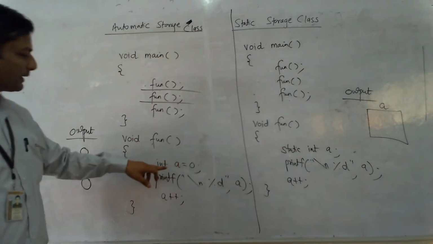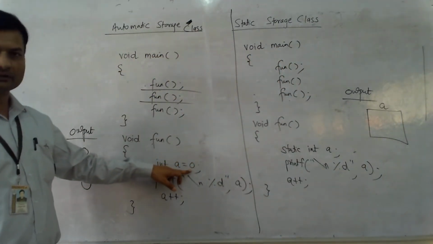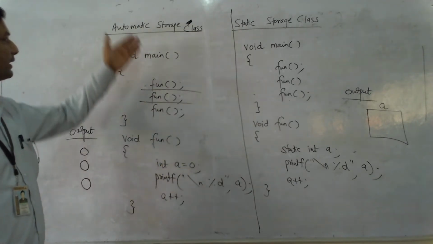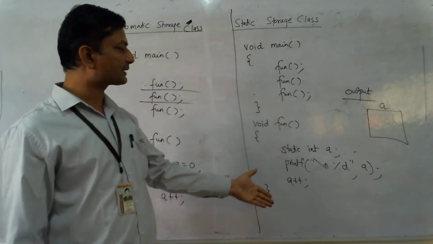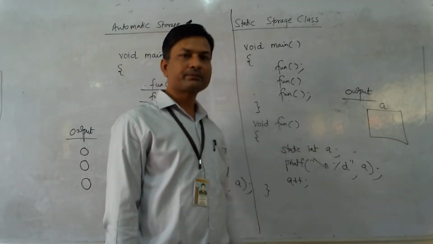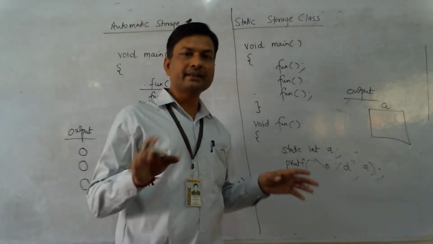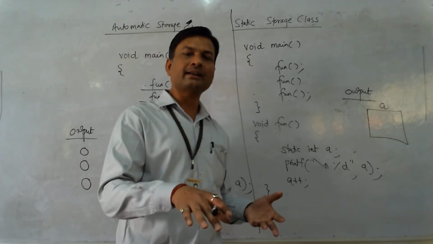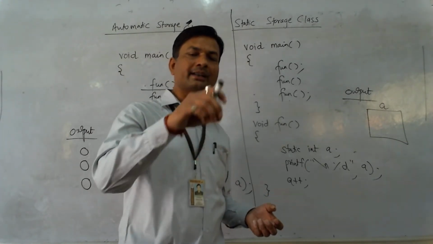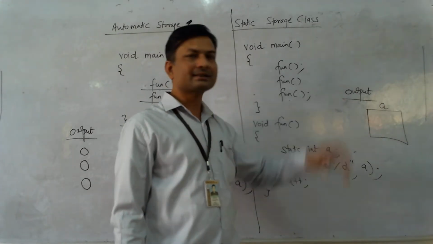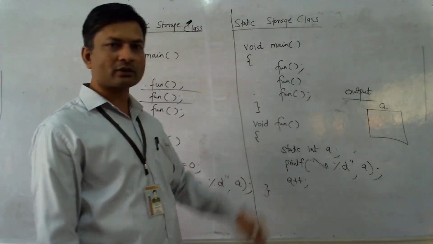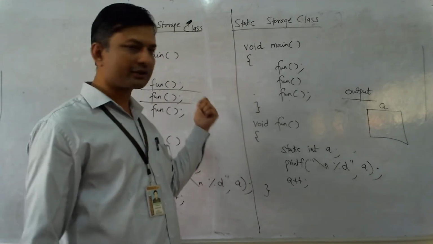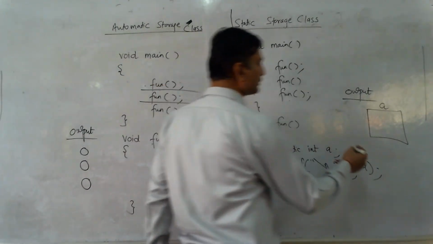Like I mentioned the initial value of a over here in the automatic storage class example, but in the static storage class example I have not mentioned any initial value. Then in this case the default value will be stored in the place where it occupies space in memory. So what is the default value of a static storage class variable? I have mentioned earlier, the default value is 0.